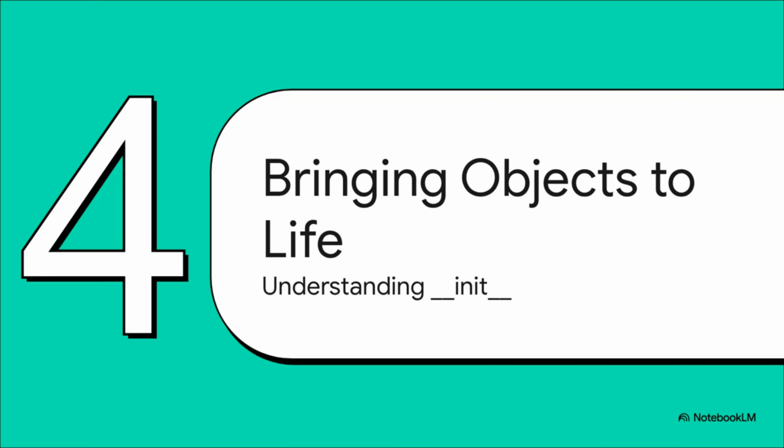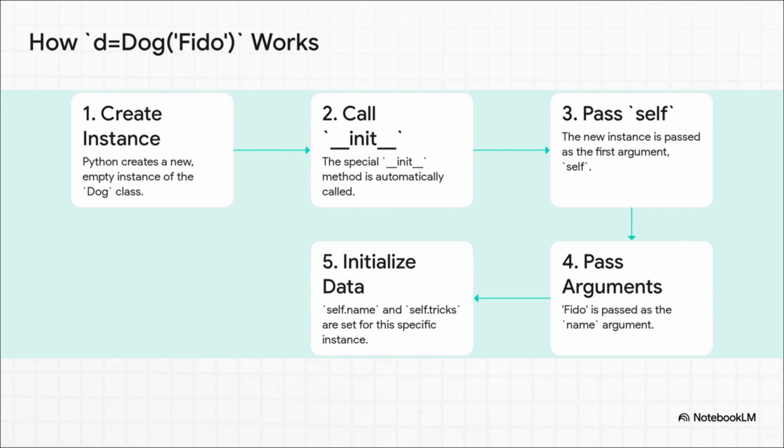This is the moment an object is actually born from the blueprint. Let's walk through this step by step. When our code says d = Dog('Fido'), a few things happen in a split second. First, Python creates a totally empty, blank Dog object. Then it immediately calls that special __init__ method to get it set up. It passes that new, blank object into the first argument, self. Then it passes 'Fido' into the name argument.